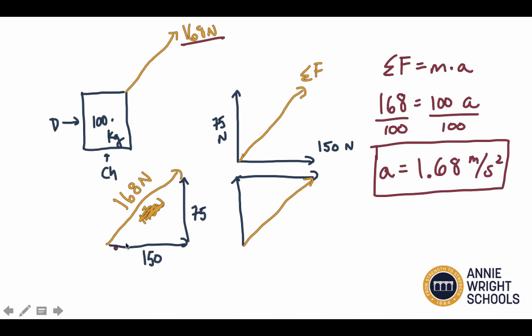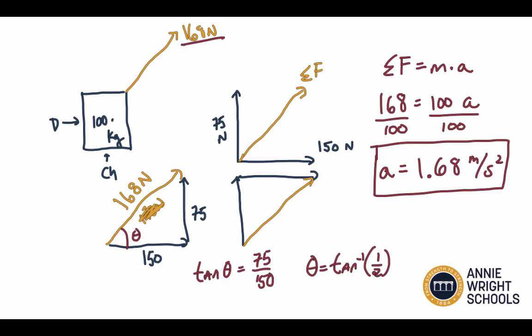Good? Because acceleration is a vector, if I wanted to know the direction of the acceleration, I'd need to find this angle. And I could find that with tangent and say the tangent of theta is equal to 75 over 150. And then I would take the inverse tangent of both sides. I would get theta is equal to the inverse tangent of 75 over 150, which is 1/2, I believe. And so when I take the inverse tangent of that, I end up getting that the angle is about 27 degrees.